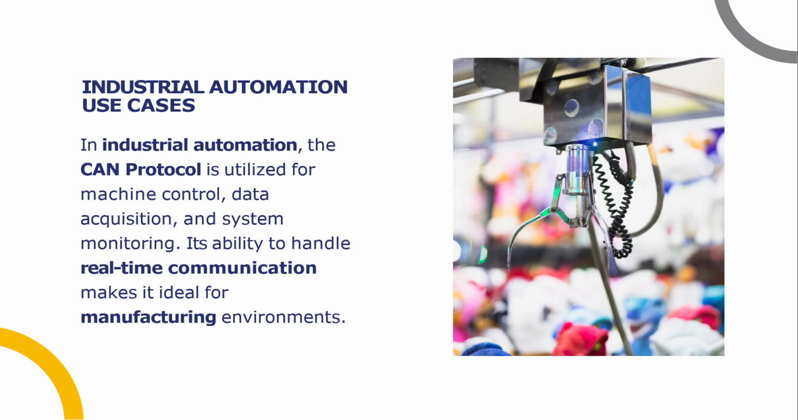Okay, next, industrial automation use cases. Why are industries using the CAN protocol? I will tell you. In industrial automation, the CAN protocol is utilized for machine controls, data acquisition, and system monitoring. Its ability to handle real-time communication makes it ideal for manufacturing environments. I will explain this.